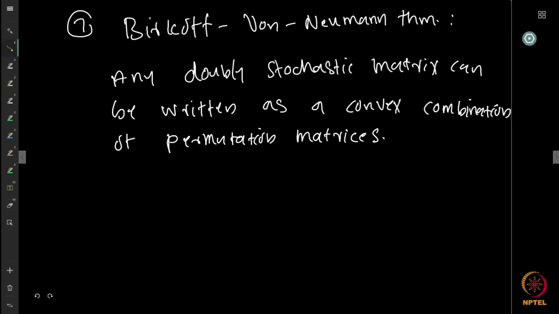And then there is also another interesting theorem, the Birkhoff-von Neumann theorem, which says that any doubly stochastic matrix can be written as a convex combination of permutation matrices. Okay. So doubly stochastic means that it has non-negative real values, and the sums of the rows and columns are all 1. So then it's doubly stochastic. Okay, so this matrix can be written as a convex combination of permutation matrices. So all these theorems are kind of equivalent.